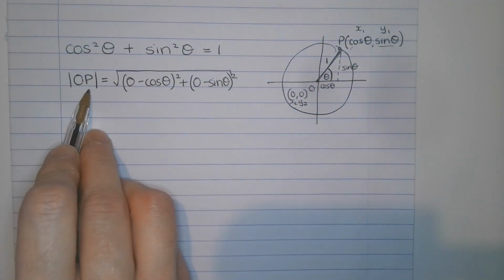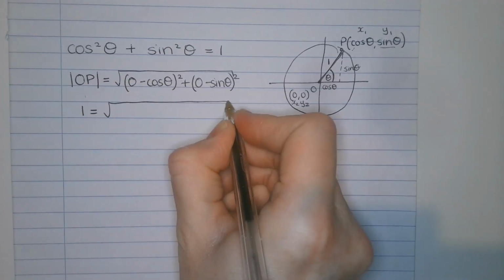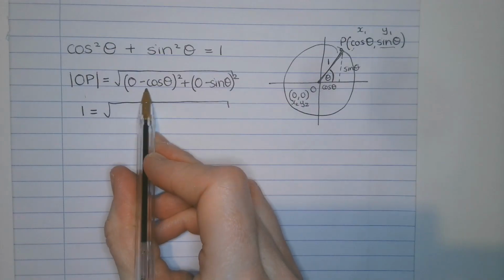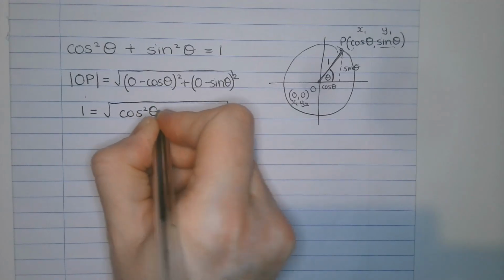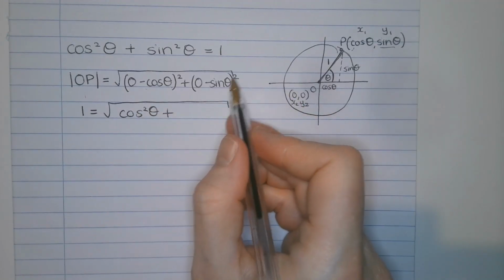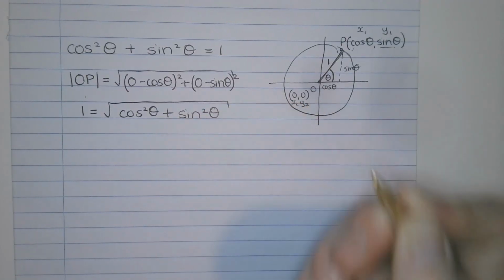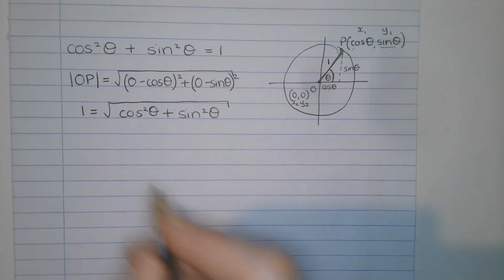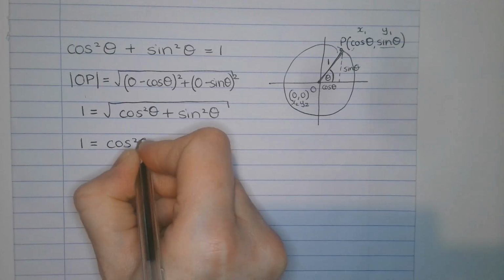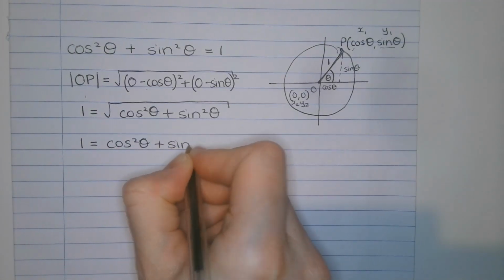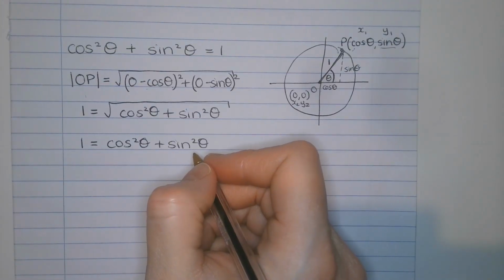Now we know that the length of OP is equal to 1, so we can put that equal to it straight away. So we have 1 is equal to the square root of minus cos theta squared, which is going to give me cos squared theta, plus minus sine theta squared, which is going to give me sine squared theta. I don't want the square root, so if I square both sides, I get 1 is equal to cos squared theta plus sine squared theta. And that proves our identity.